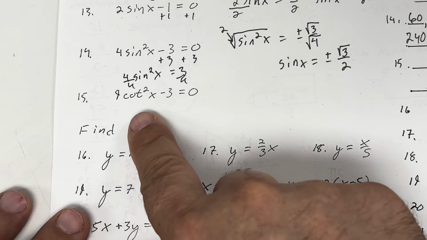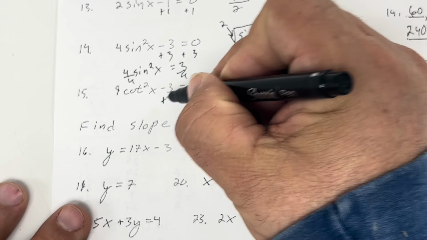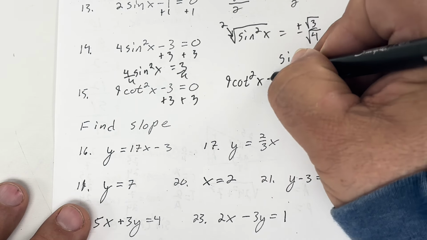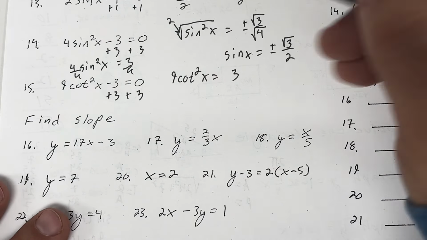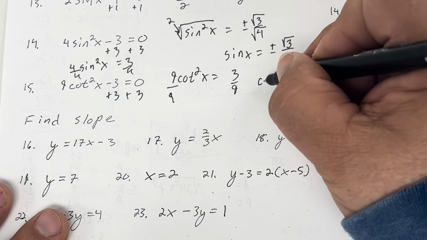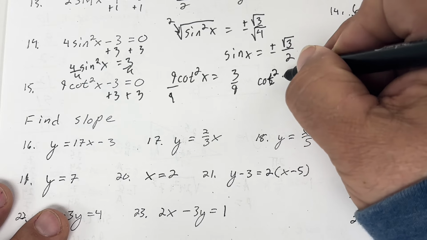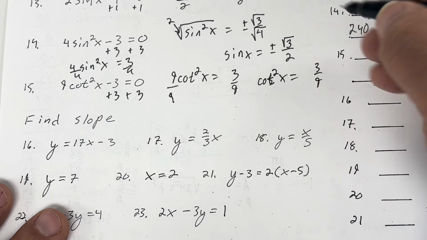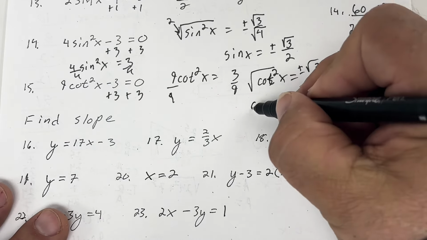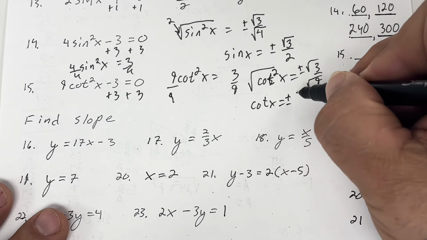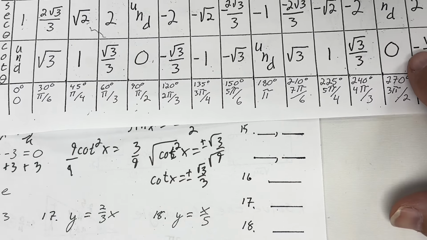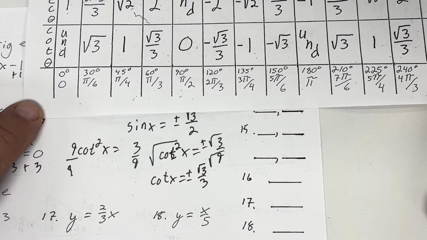Number 15, we're going to solve this trig equation. So we're going to add 3 to both sides. That'll give us 9 cotangent squared x equals 3. We divide both sides by 9. That'll give us cotangent squared x equals 3 over 9. We're going to square root everything and add a plus or minus. So where does cotangent x equal plus or minus root 3 over 3?